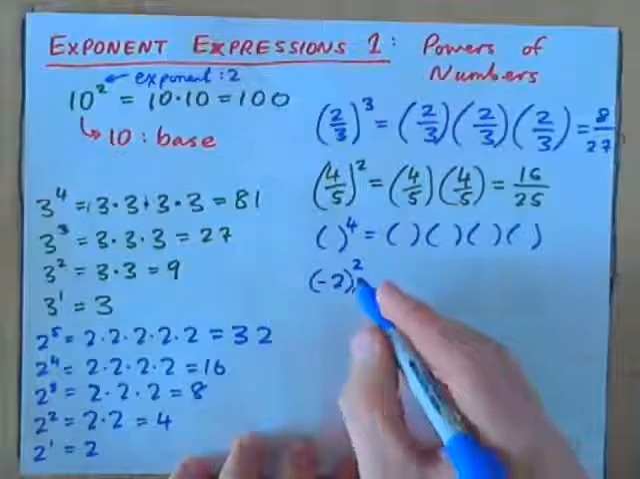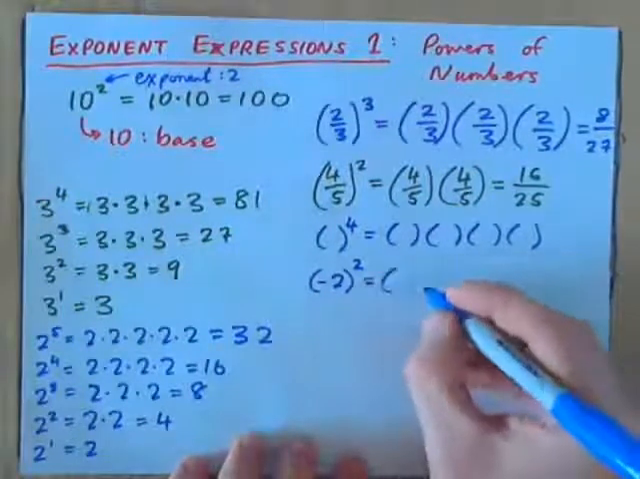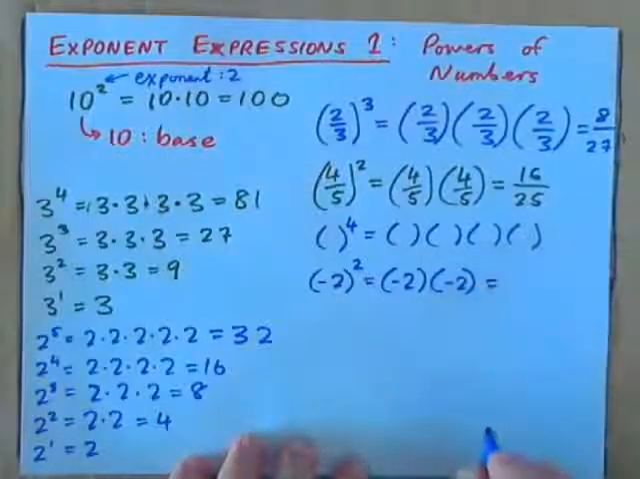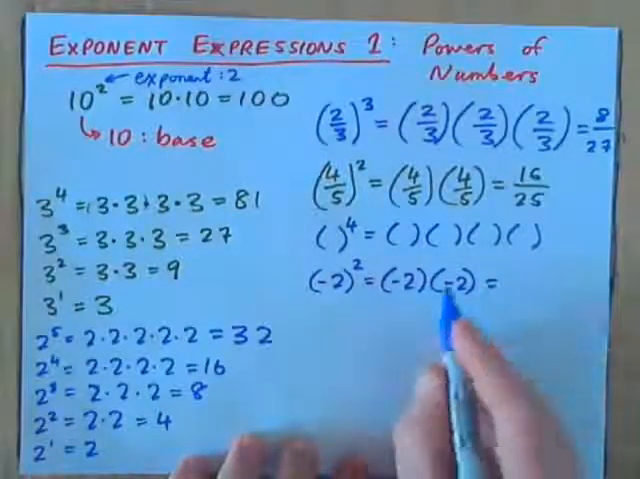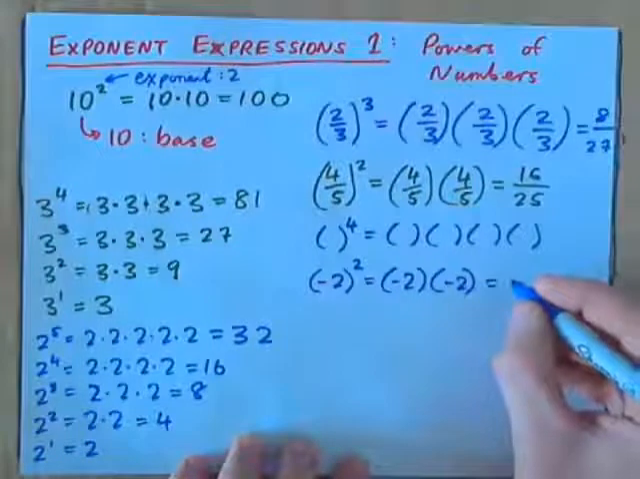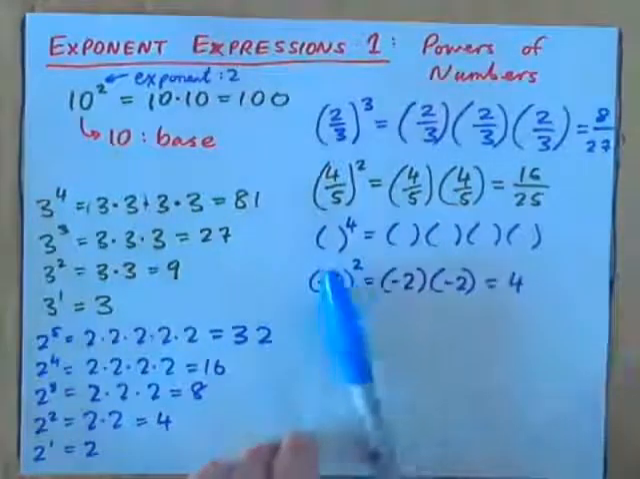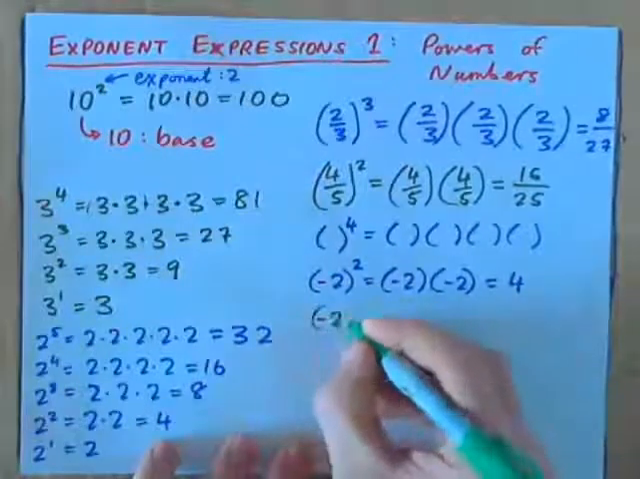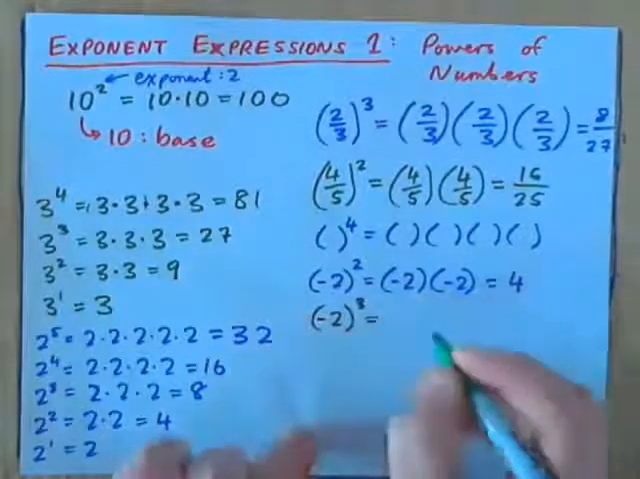So if we had this, negative 2 in the parentheses, and you have a squared outside. Now, the squared is beside the parenthesis. Isn't that parenthesis times parenthesis? Negative 2 times negative 2. Right? And negative times negative is positive. So that's a positive 4. Right? So you go ahead and do this one then. If we have negative 2 in parentheses cubed, write down the answer.